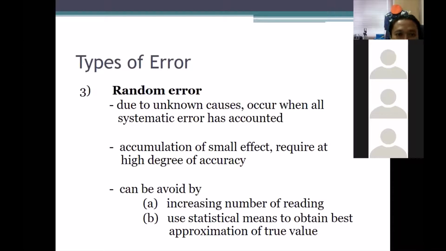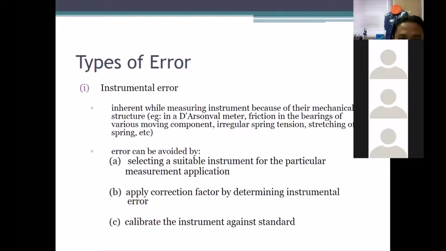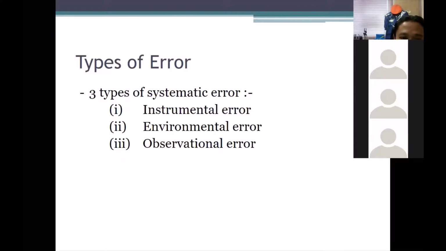Okay, so next the last error is the random error. This is unknown causes. It occurs when all systematic errors have been accounted for. We already studied the systematic errors: on the systematic error, we have the observation error, the instrumental error, and the environmental error.